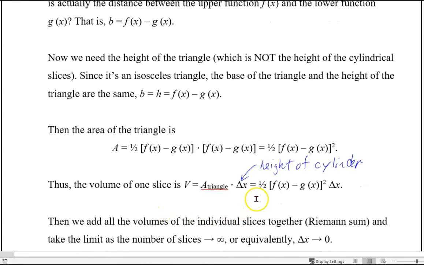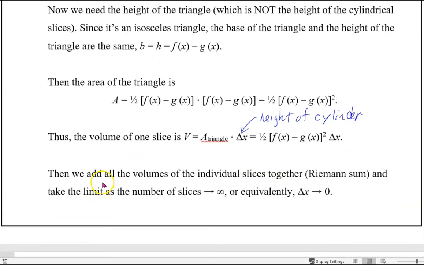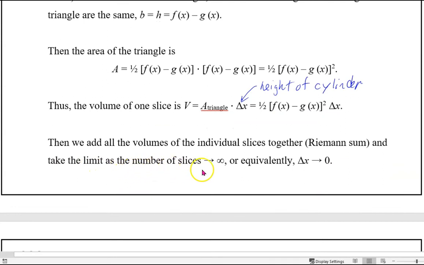Then to plug in the rest of the formula for the area of the triangle, we have 1/2 the quantity f of x minus g of x, quantity squared, times delta x. Now, we add the volumes of all the individual slices together, which of course is a Riemann sum, and we take the limit as the number of slices goes to infinity, which means each individual slice's thickness is approaching 0.